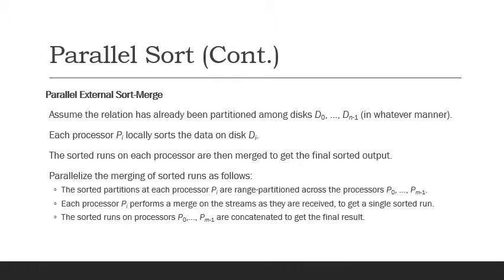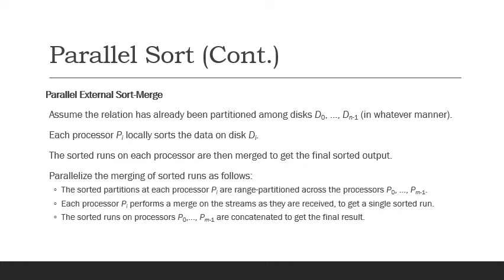The merging of the sorted runs in step 2 can be parallelized by this sequence of actions. The sorted partitions at each processor Pi are range partitioned across the processors P0 to Pm-1, and each processor Pi performs a merge on the streams as they are received to get a single sorted run. The sorted runs on processors P0 to Pm-1 are concatenated to get the final result.